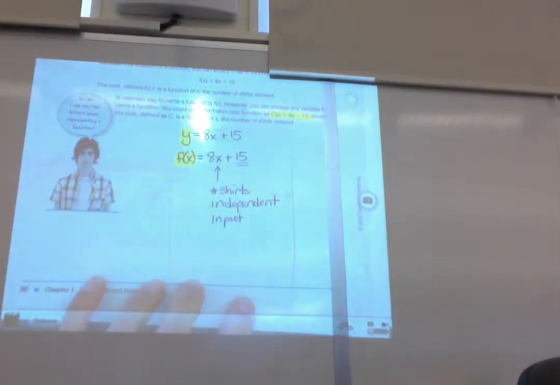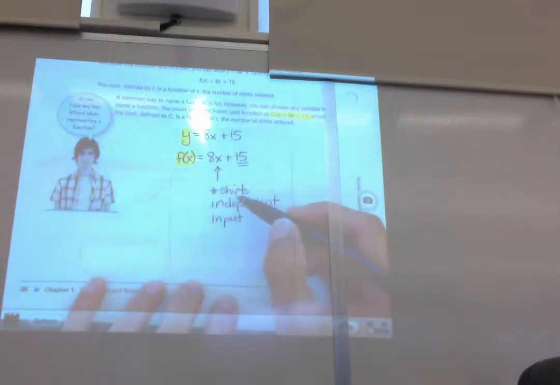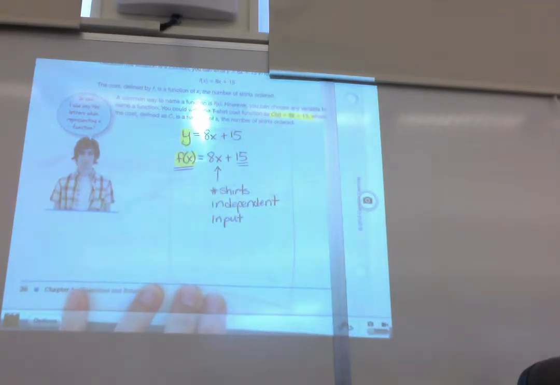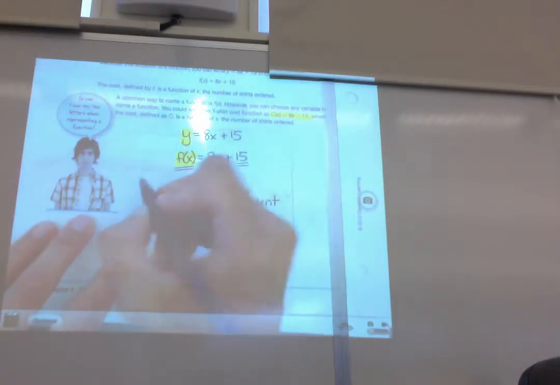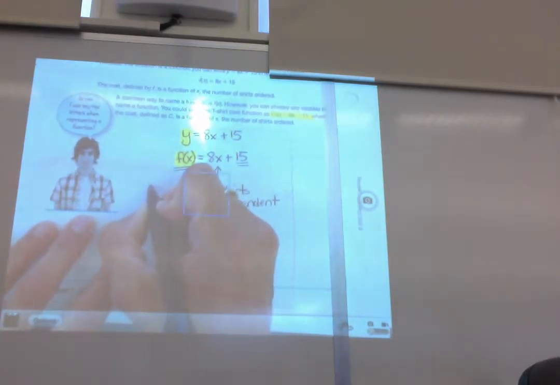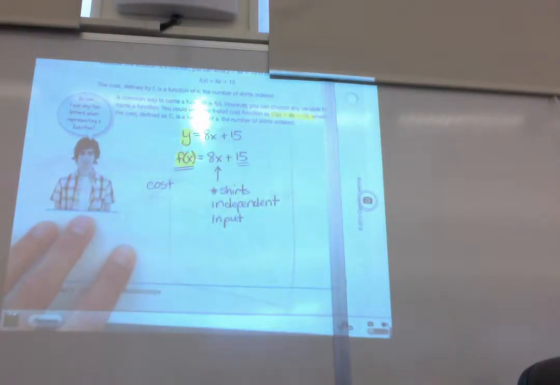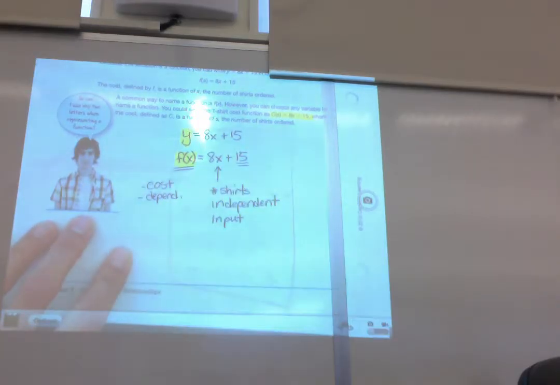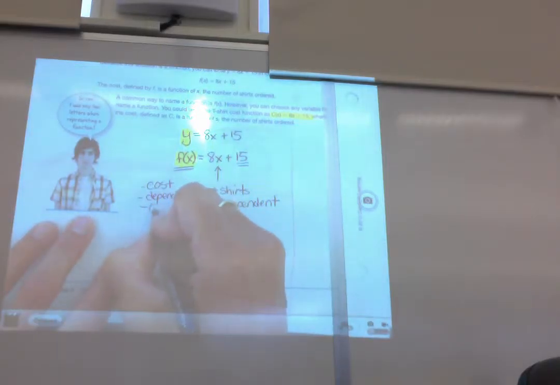Alrighty then. Now, back to our very exciting independent and dependent. So this is the number of shirts. What does f of x represent? Function. Yes. Isn't the f like the dependent? This is the dependent variable, and in this situation, it's the cost that you're going to have to pay. It's the dependent variable. And another term for it, instead of input, is the output.